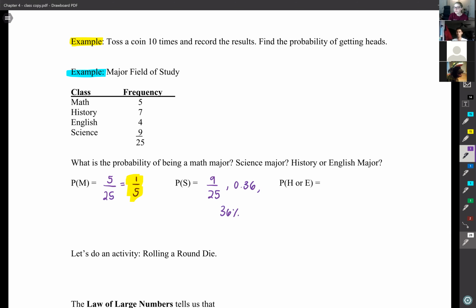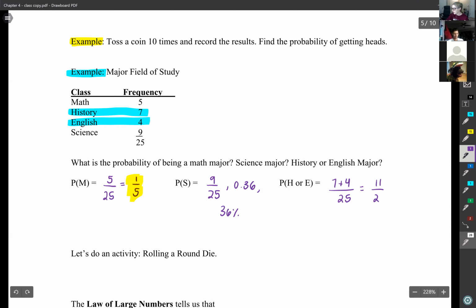The next one I wanted to do as a group. This is the probability of being a history or English major. To satisfy this event, you can either be in history or English. So how that works is we just add together the 2 frequencies. This is equal to 7 plus 4 over 25, because either history or English satisfies this, and there are 7 people in history, 4 people in English, so that's 11 over 25.